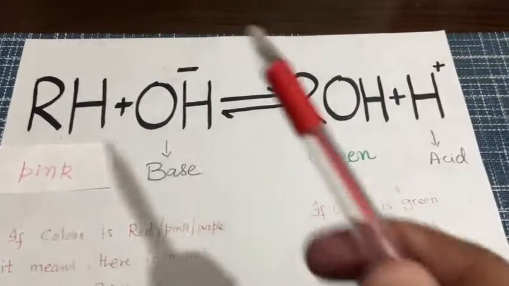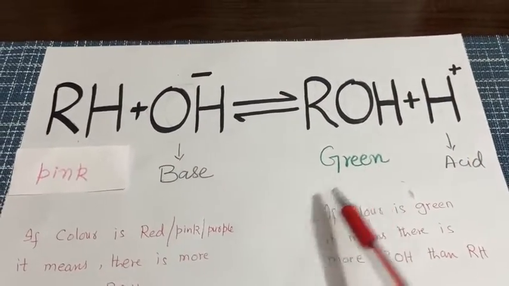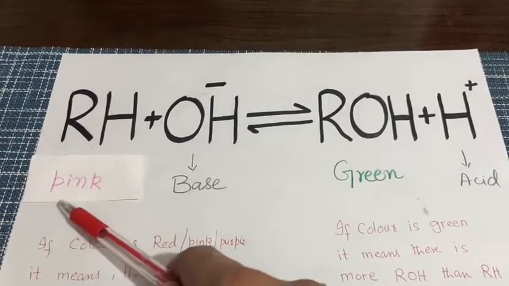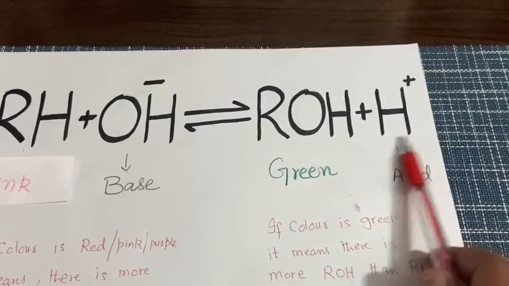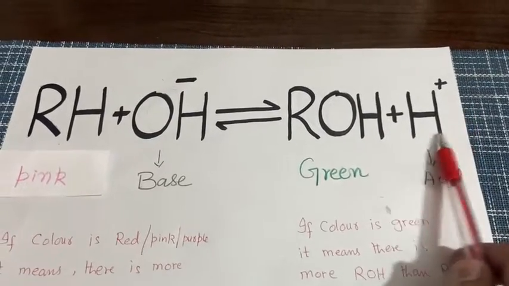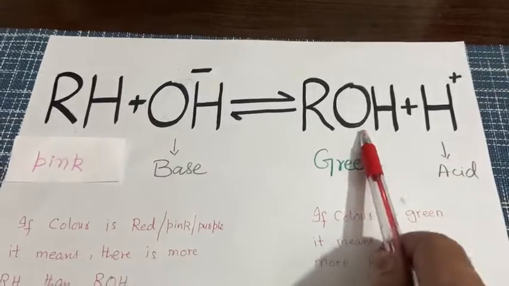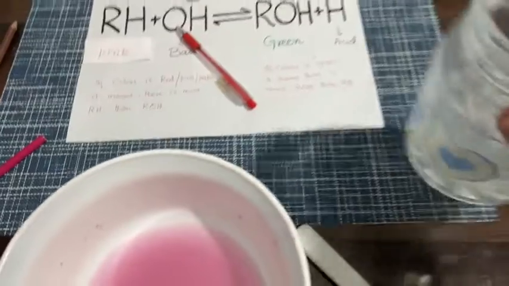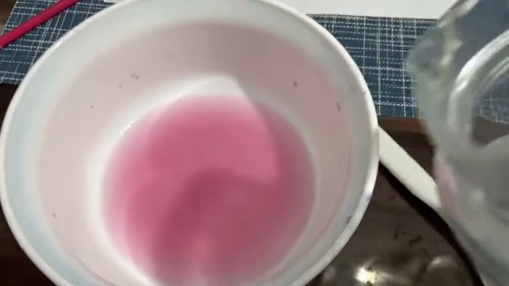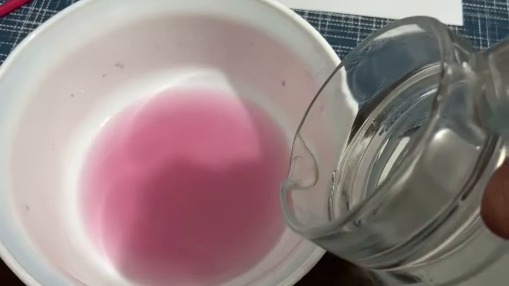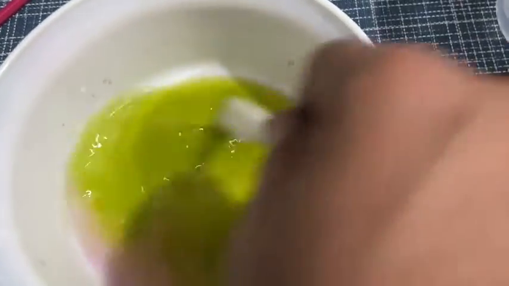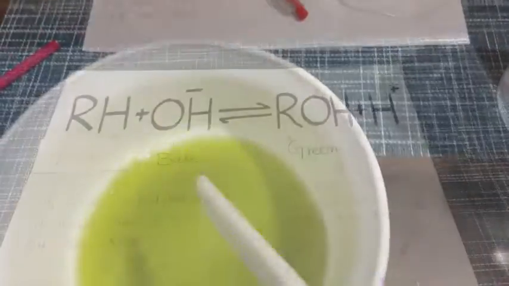What is the position of equilibrium? Now the position of equilibrium shifts towards the left hand side, because now the green color changes into pink. Why? Because you added extra hydrogen ion. The extra hydrogen ions combine with ROH and produce more OH and RH. Again, I am going to add hydroxide ion into anthocyanin, red cabbage juice. You may notice that the color again changes from pink to green.